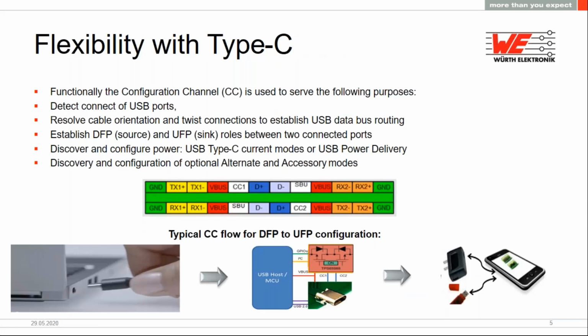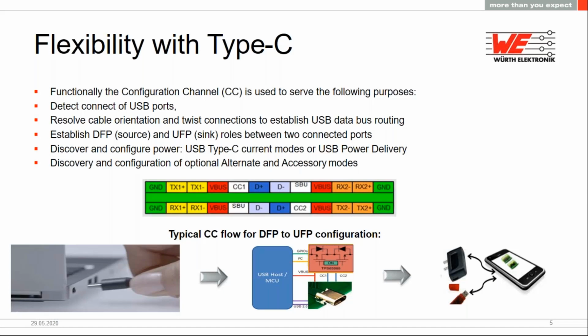Now let's see what's new in USB Type-C. We have added 2 configuration channels, CC1 and CC2. Now these channels are important because with this, we can plug the USB Type-C both ways and we don't have any limit on the entry positions. The configuration channel detects when you connect the USB ports. It resolves the cable orientation and determines which connection goes to which device.